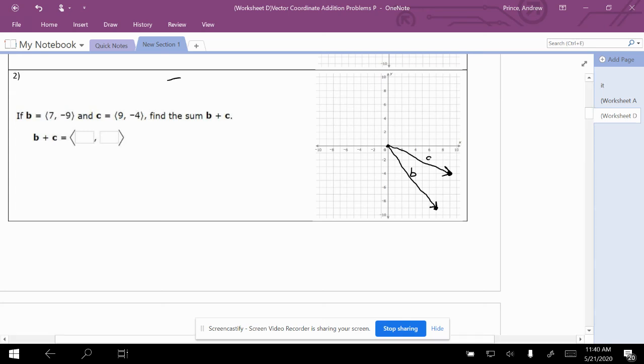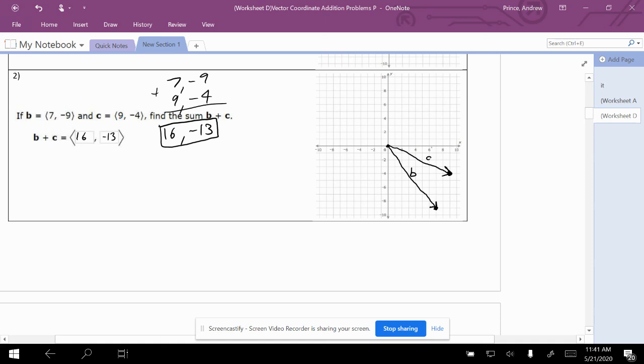So I'm going to take my 7, -9, and my 9, -4, and I'm going to add these together. So 7 and 9, I'm going to get 16, -9, -4. A negative plus a negative is just subtraction, so I'm going to get a total of -13. So this is my new vector when I add those coordinates together, which is how you add vectors together.